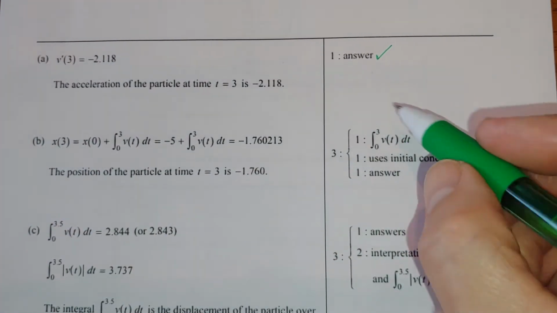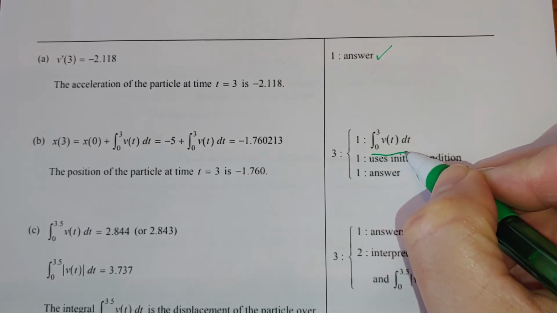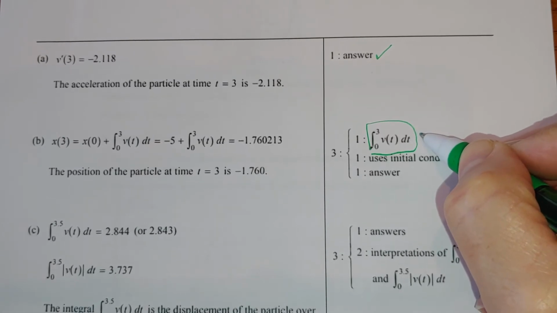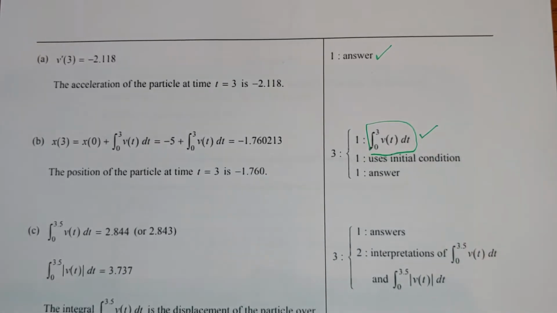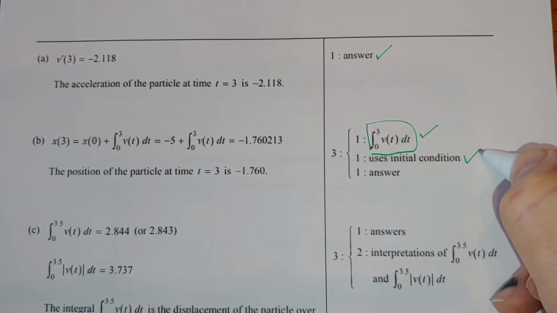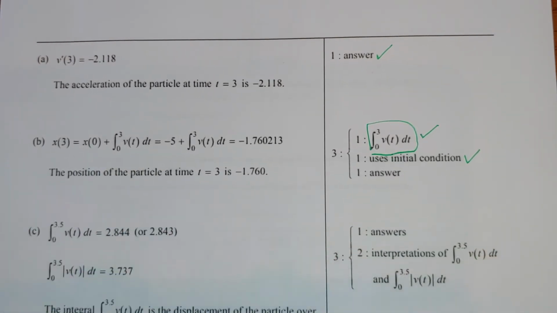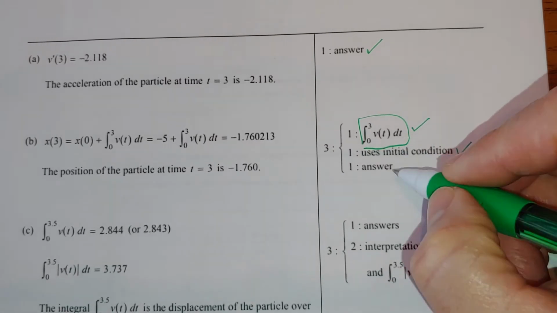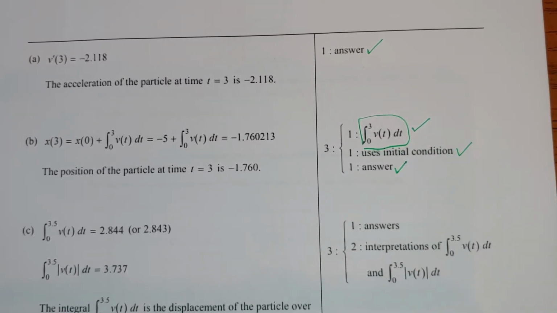In letter B, we have to see that you wrote a definite integral from 0 to 3. So you're going to get 1 point even if you don't have the initial condition. Then we need to see the initial condition, and don't get confused by the scoring guide. Remember, I didn't write x of 0 and x of 3 and all that kind of stuff. I showed you my work first to show you what acceptable work looks like. And then finally, you're going to get 1 point for the answer.